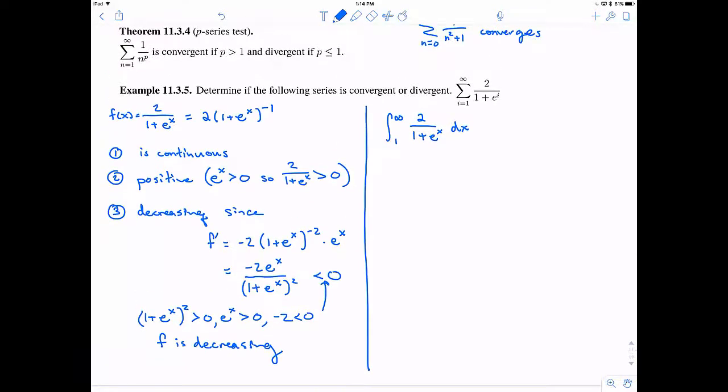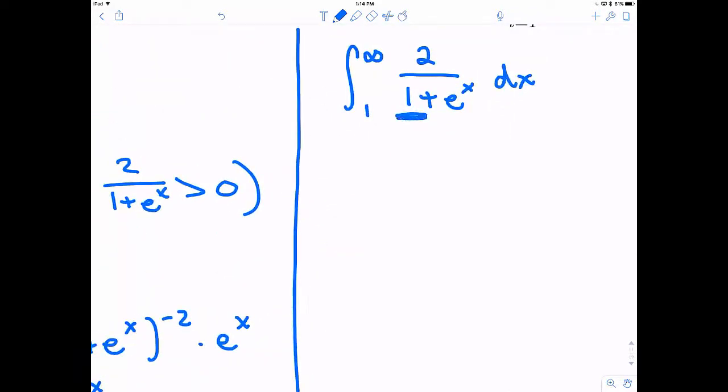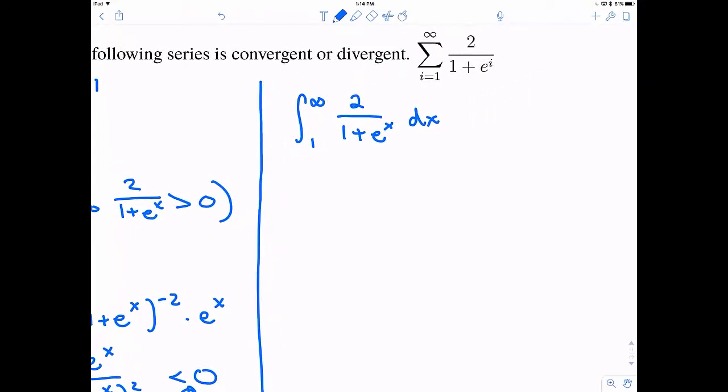So the comparison test, right? For the comparison test, we should note our function is positive, and that our function right here is going to be smaller than 2 over e to the x. So if you just forget about this 1, you're going to get a larger function, right? Because we're dividing by less. Right? 1/3 is greater than 1/4, for instance.